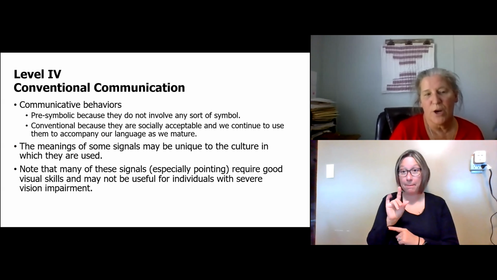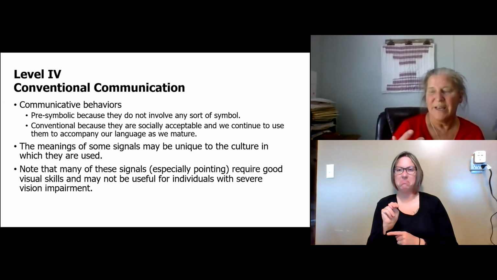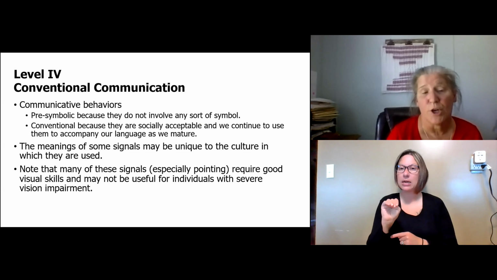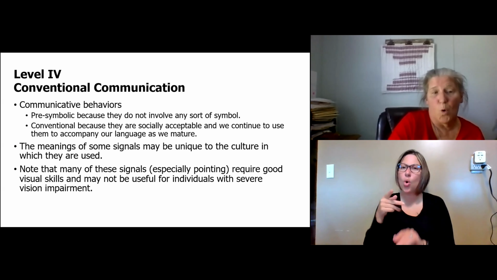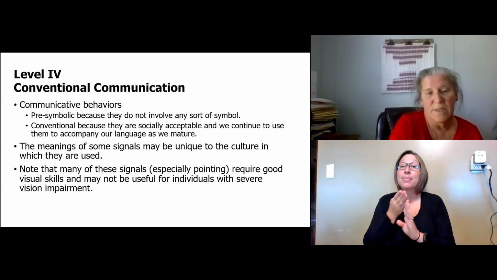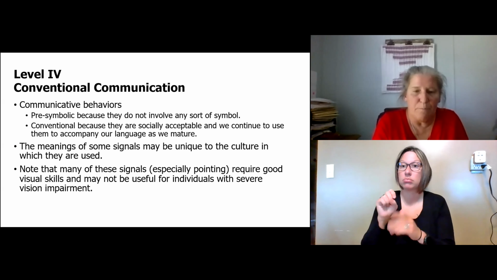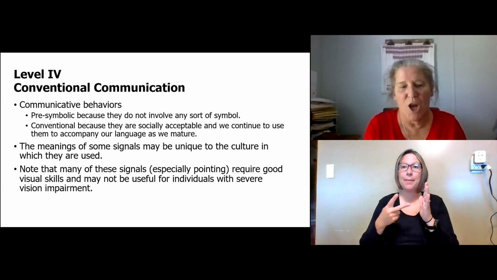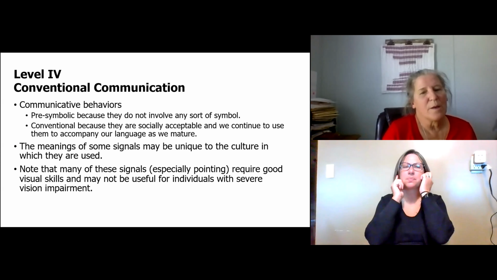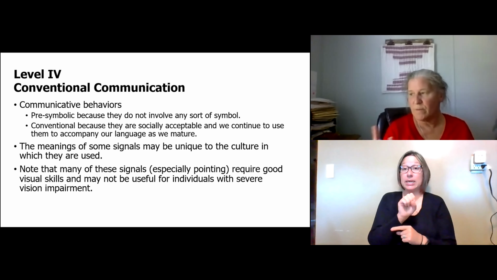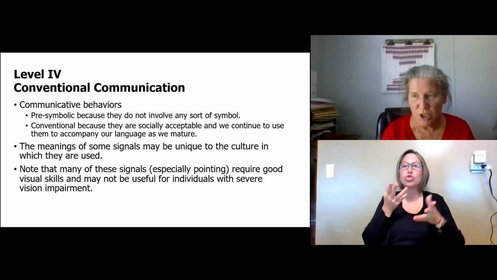A lot of times you'll hear non-symbolic, and when you hear non-symbolic, that really makes people think it's never going to happen. Pre-symbolic means it's before we get to where they know and understand symbols, but that doesn't mean we're shutting it off and saying it's not going to happen. It's pre-symbolic because it doesn't involve any sort of symbol. Still, we're just using those gestures, those conventional gestures and such.